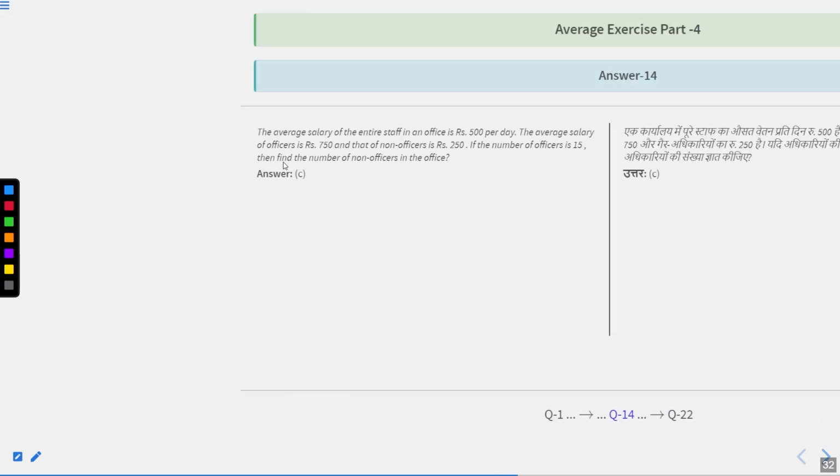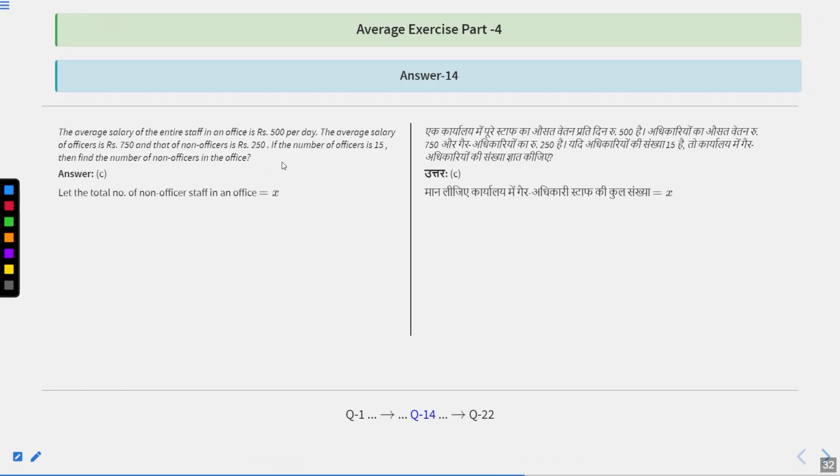Time's up. Let's see the solution. The question says that the average salary of the entire staff in an office is 500 rupees per day. So we can let the number of non-officer staff in the office be X. Clear? Now, according to this question, we can say that the average salary of the officers is 750 rupees and of the non-officers is 250 rupees, and the number of officers is 15, as given in the question.